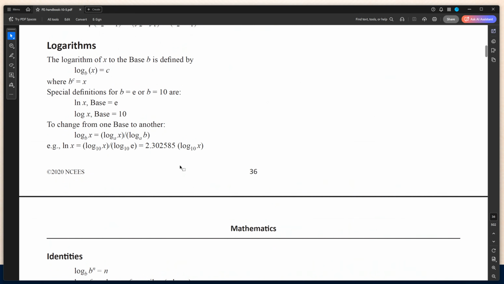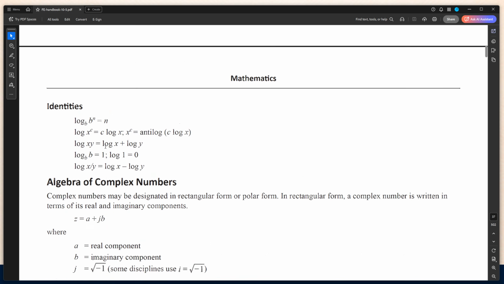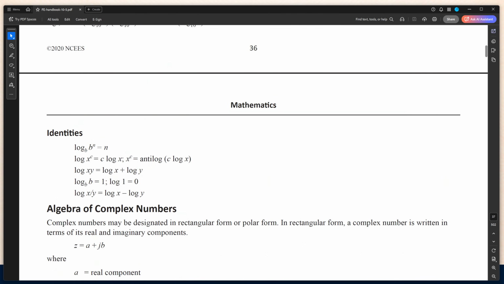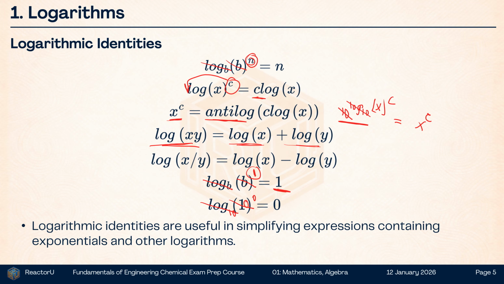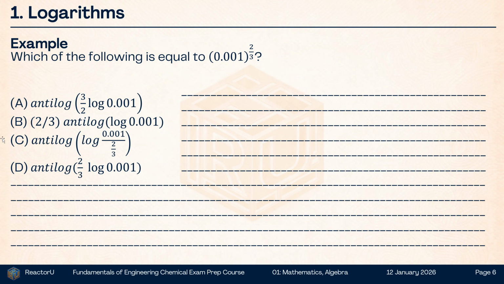So we can find here the properties of the logs, the base, log_b x equals c. We can scroll down, we can see some of the identities of the logarithms. Okay, let's move on to this example. Which of the following is equal to this value?